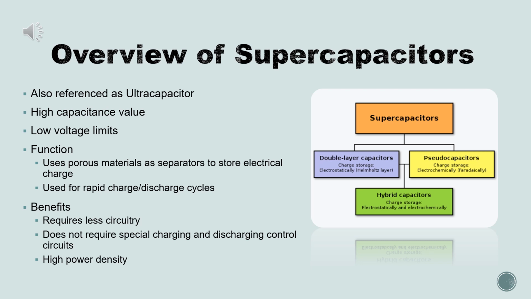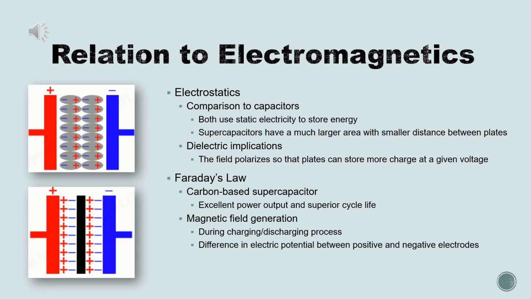Then also on the right, we have a picture of different types of supercapacitors. So first being the double layer capacitor, the second being pseudocapacitors, and the third being the combination of both, which is hybrid capacitors. All right, next is the supercapacitor's relation to electromagnetics.